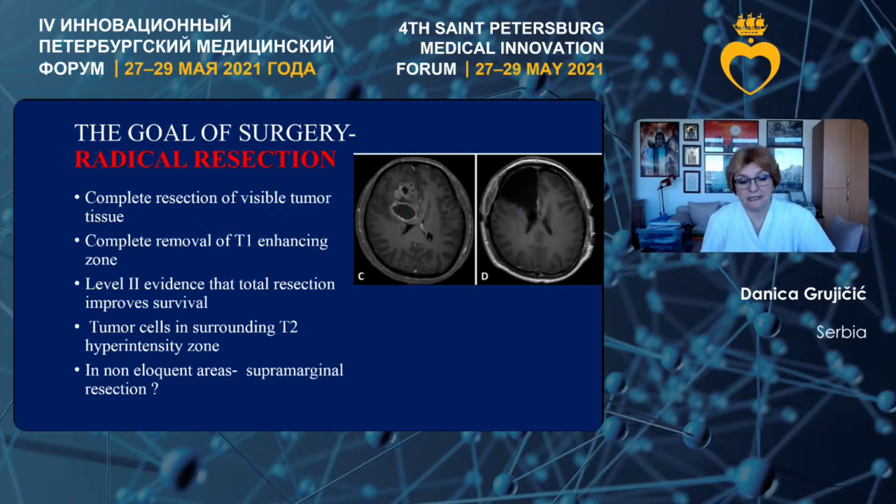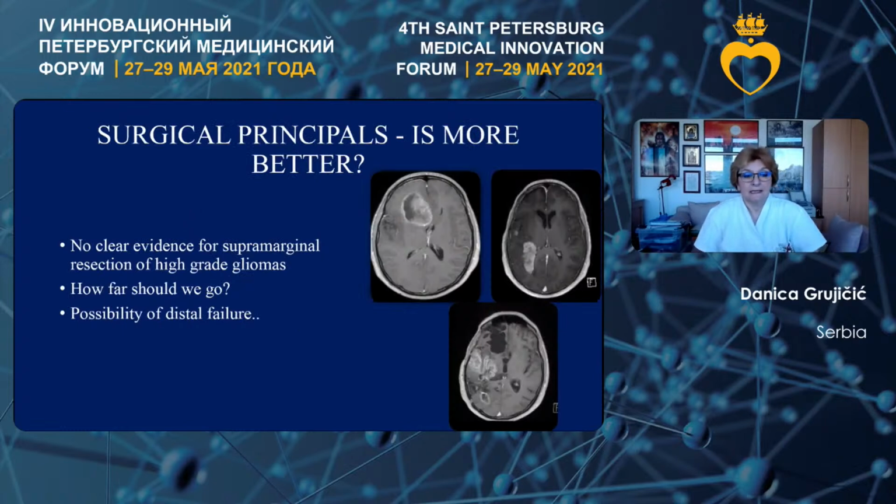Supramarginal resection in eloquent zones, where the motor zones are, is practically impossible. There's no clear evidence that supramarginal resection of high-grade gliomas is better, that it improves the survival of the patients. However, if possible, we should always try to do it this way. Now, here comes the question: how far should we go? What should be the margin of the resection?